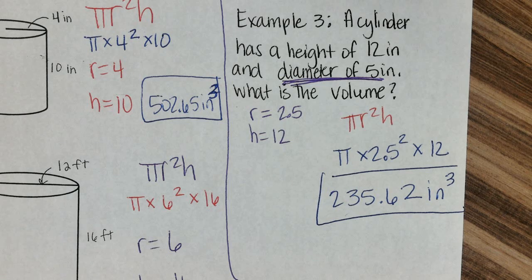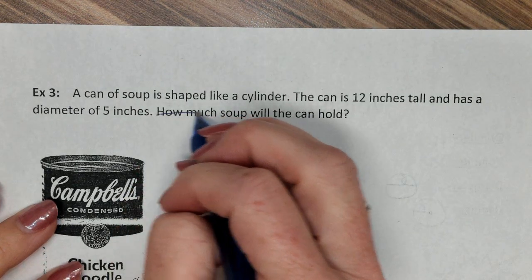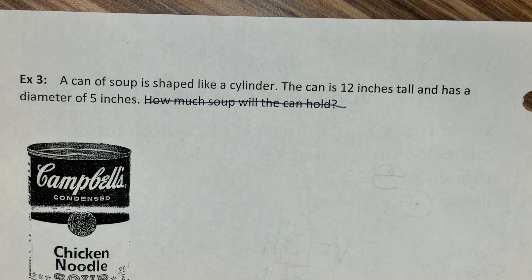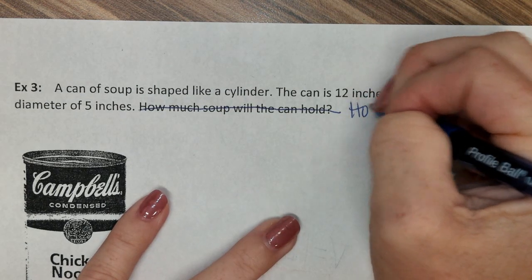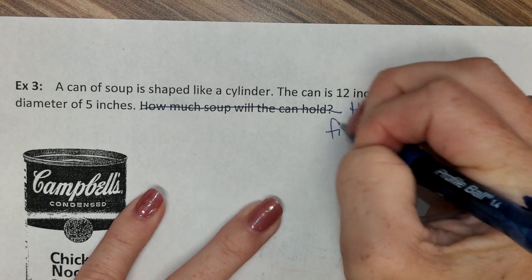We have one more on the back, and I'm going to change it so that you know how to do number 5 on your assignment. Okay? So flip to the back. I want you to take off the question. Just put a line through it. I want you to put, how would you find big B?